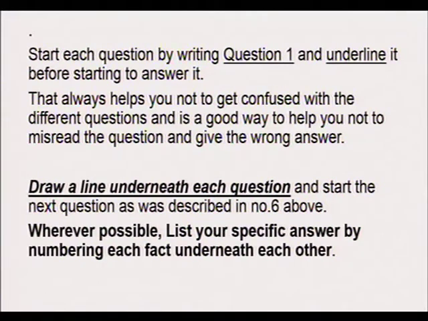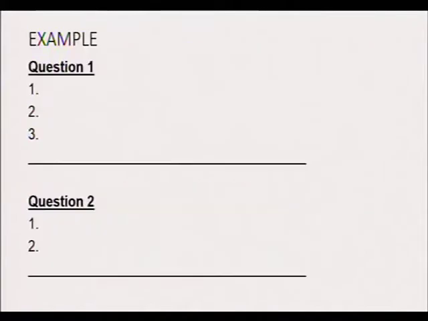After finishing question 1, draw a line underneath each question and then start the next question. Wherever possible, list your specific answer by numbering each fact underneath each other. This is an example. Question 1, then you number it 1, 2, 3, a line through the paper. Then you start with question 2 and number it 1, 2, 3, 4, 5, 6, and again a line through the paper.